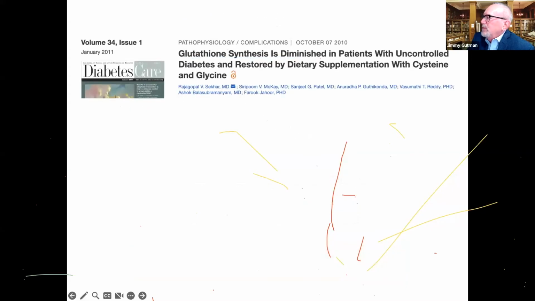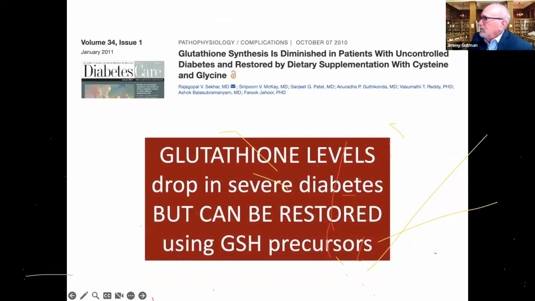Is this problem irreversible? Is it reversible? Can we flip this association over by somehow raising glutathione? Yes, we can. By supplying glutathione precursors, this can be restored.